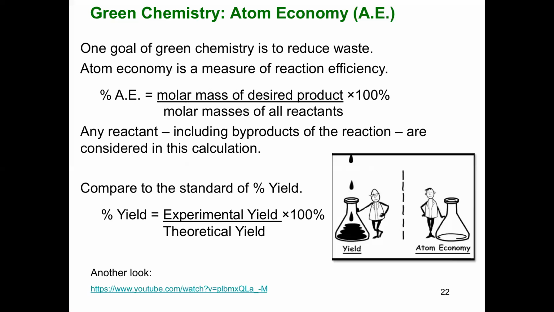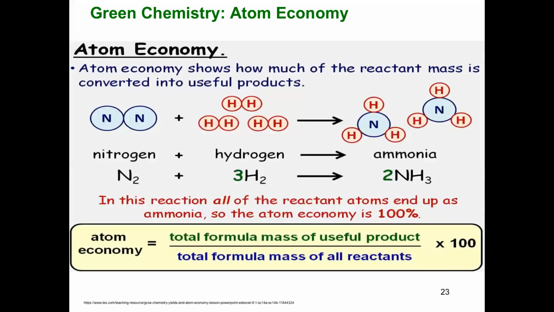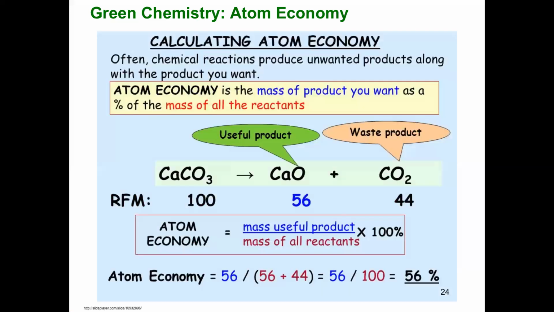Now, if you look here, your atom economy is the total amount of your useful product over the masses of all the reactants, and then you find out what you get in terms of your yield. So in this case, making ammonia, combining nitrogen and hydrogen, you have 100% atom economy in terms of this one.